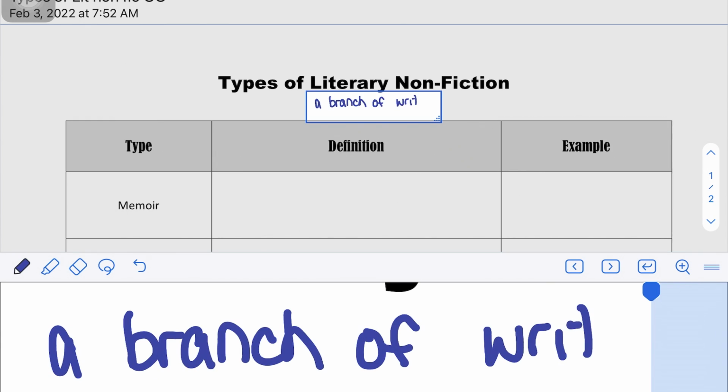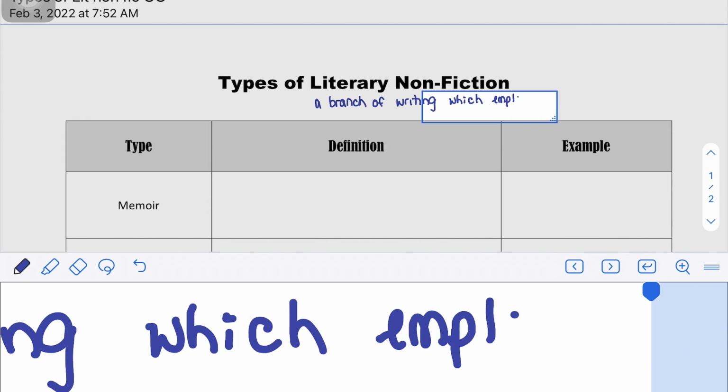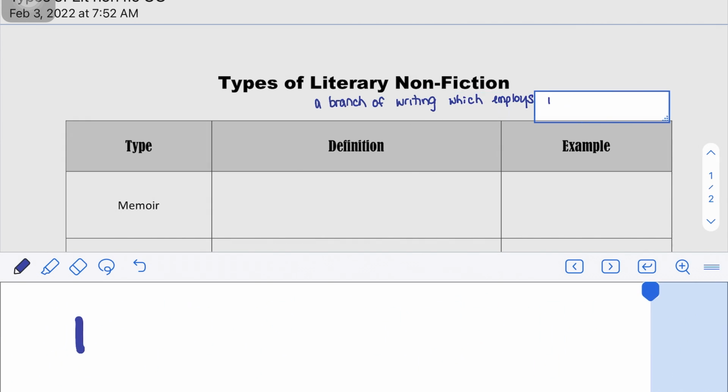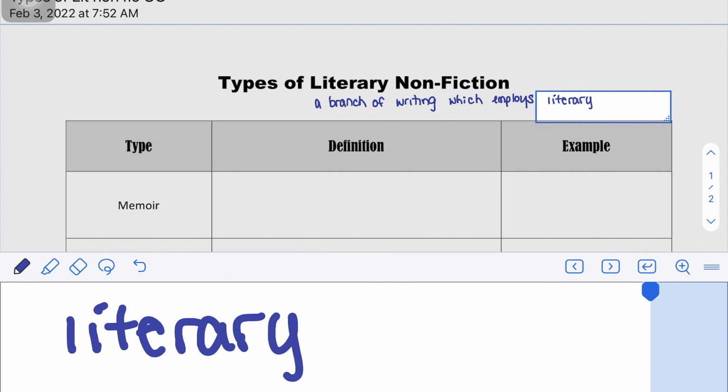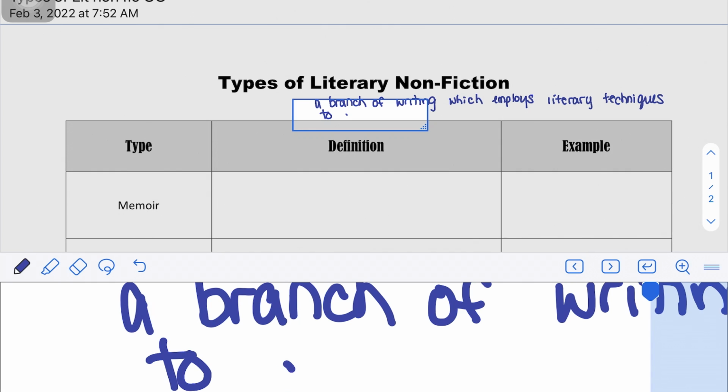Literary nonfiction is a branch of writing which employs literary techniques, usually associated with fiction or poetry, to report actual events and factual information.